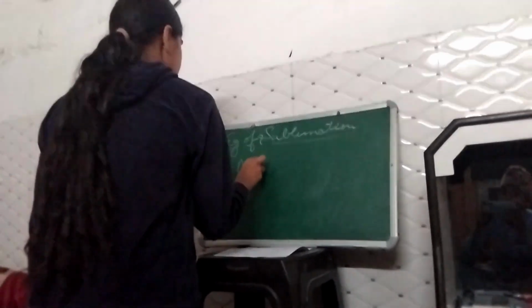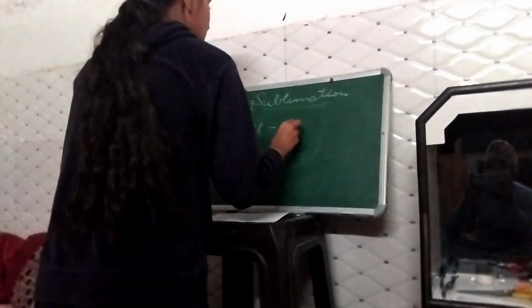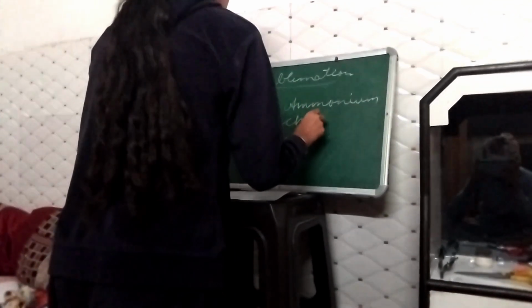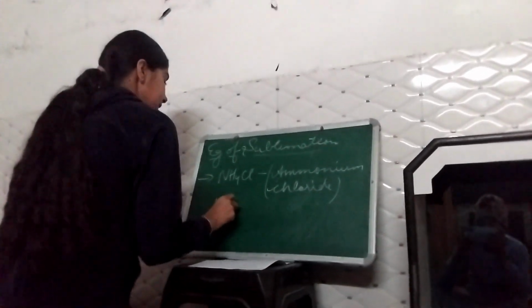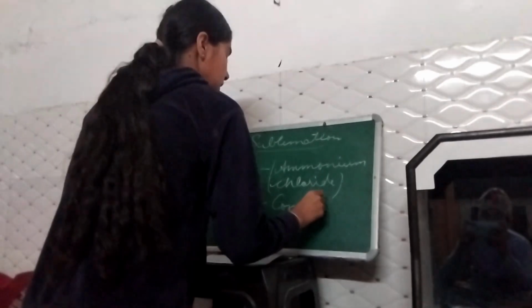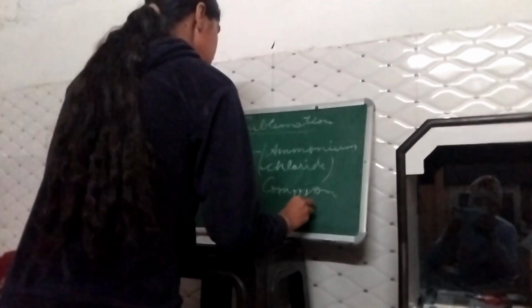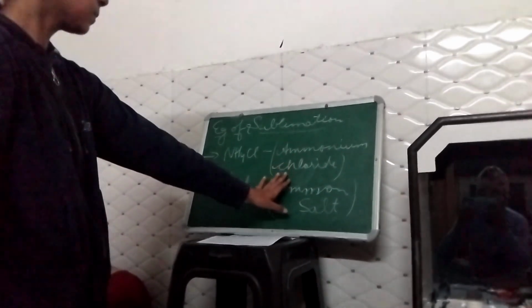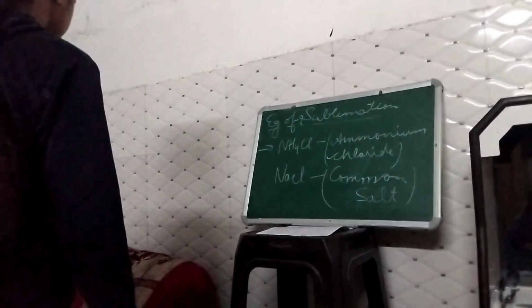So now the example of sublimation. The formula NH4Cl is ammonium chloride, and NaCl is common salt. So NH4Cl is ammonium chloride and NaCl is common salt. Now the example is based on this.